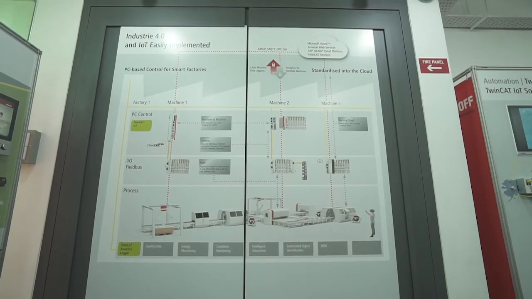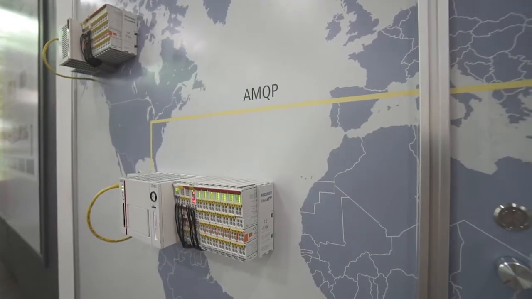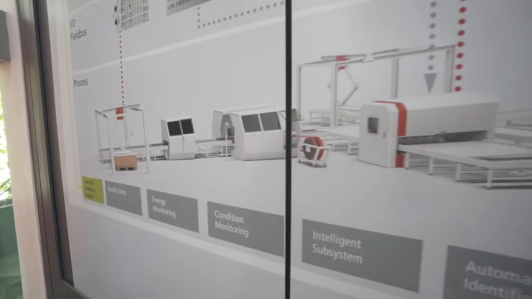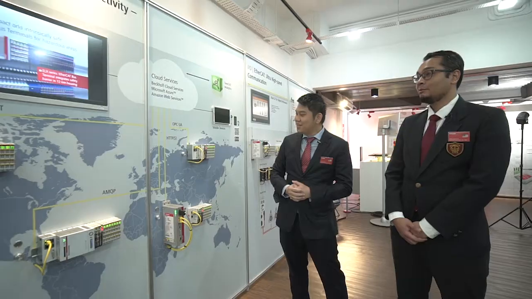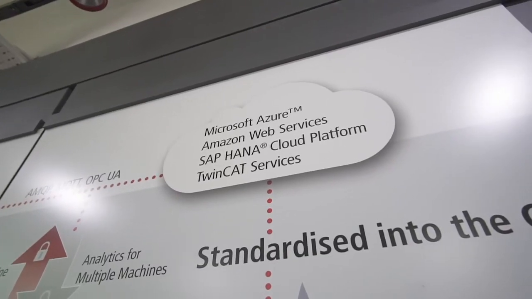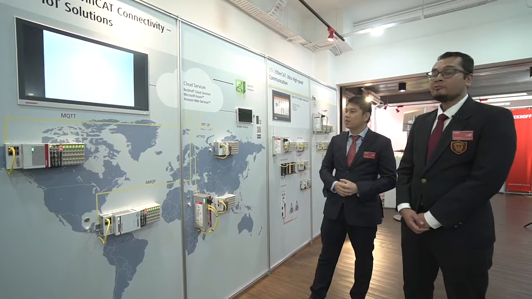More directly, with this hardware interface you can see we have different Beckhoff components. You can imagine you have different plants or systems located in different corners of the world. Using the Beckhoff controller, we can use all those protocols to communicate with the cloud. And that is only the first step.